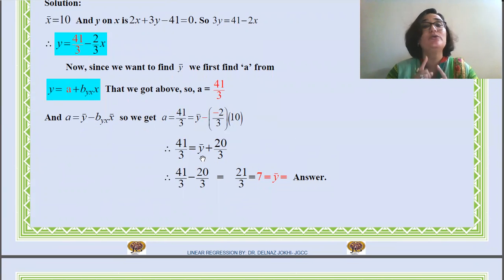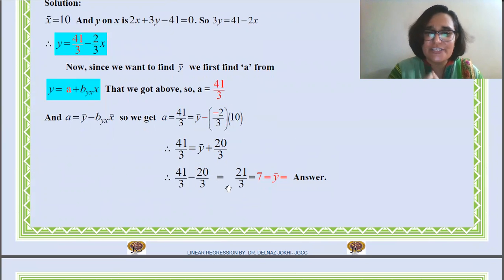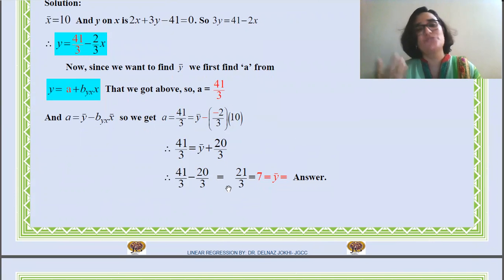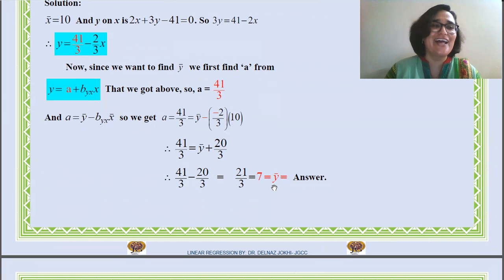Very good. Now what did you have to find? y bar. So keep y bar on one side and take plus 20/3 to the other side. Side change, sign change. Good going. 41/3 minus 20/3, how much is it? LCM is the same, simple. 41 minus 20 is 21/3. 3 sevens are 21. So my dear class, you have got the answer of the last sum for 2 marks. y bar is equal to 7.